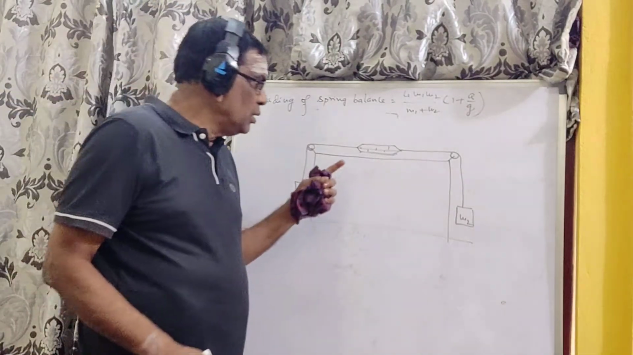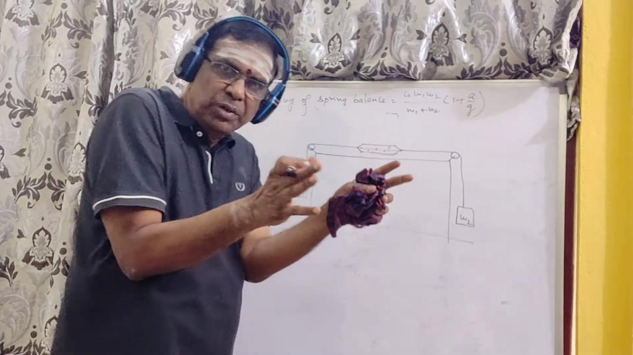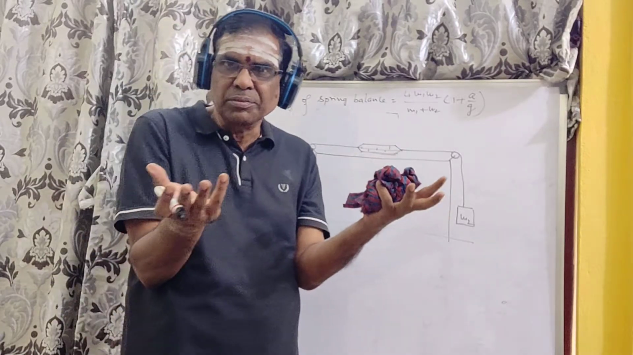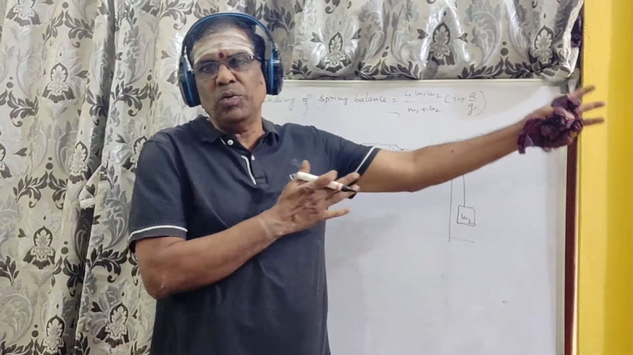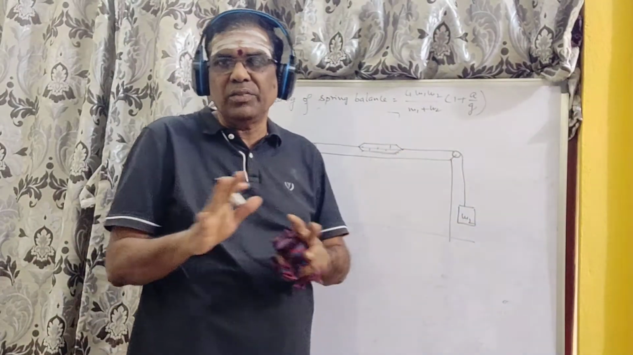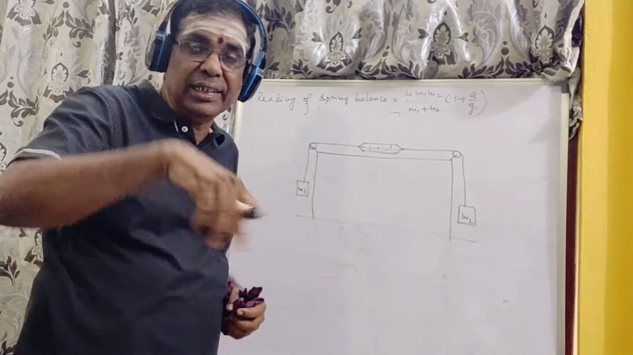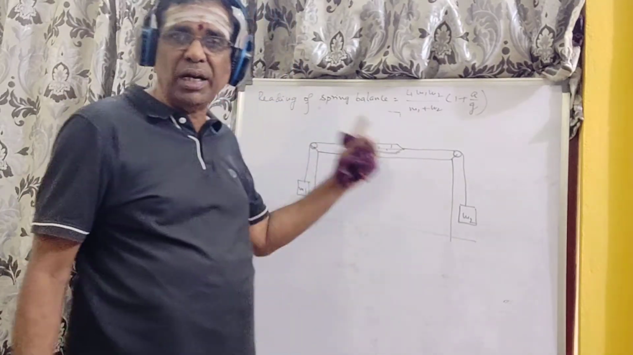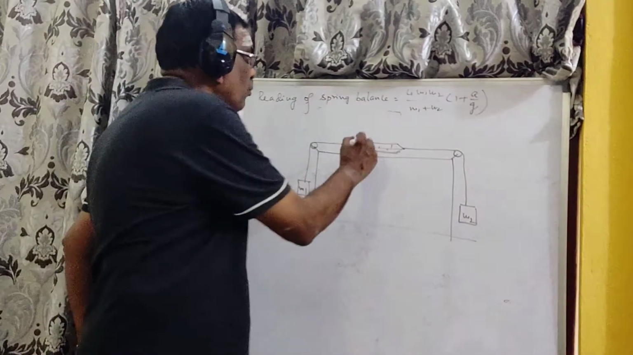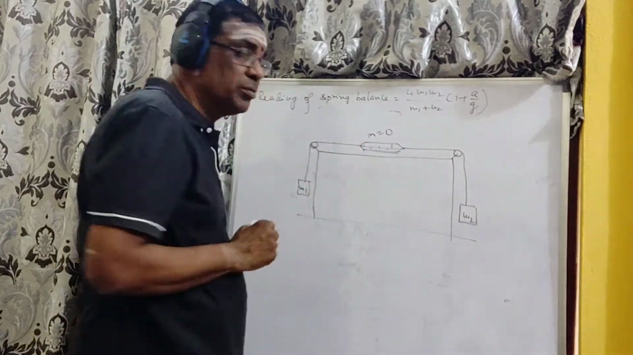Now, horizontally if you keep the spring balance, it doesn't show any reading. If I am pulling that spring balance in any direction, it will keep on moving, it will be accelerating, but it will not show any reading unless it has certain mass, the spring has mass. We assume that there is no mass of the spring balance here. So its mass is 0.